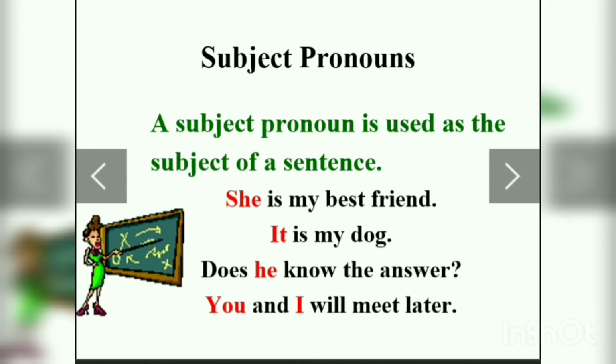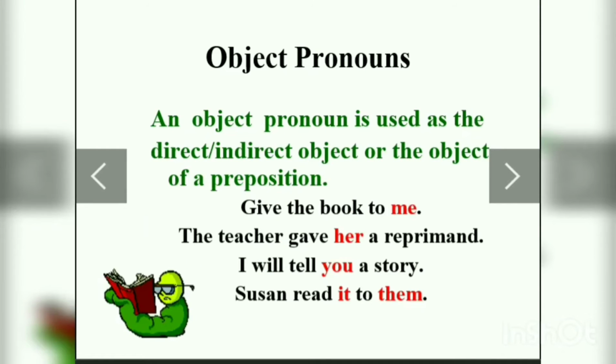Does he know the answer? You and I will meet later. Object pronouns. An object pronoun is used as a direct or indirect object or the object of a preposition. Give the book to me. See, it comes at the end. So it is the object. What do you give? The book to me.